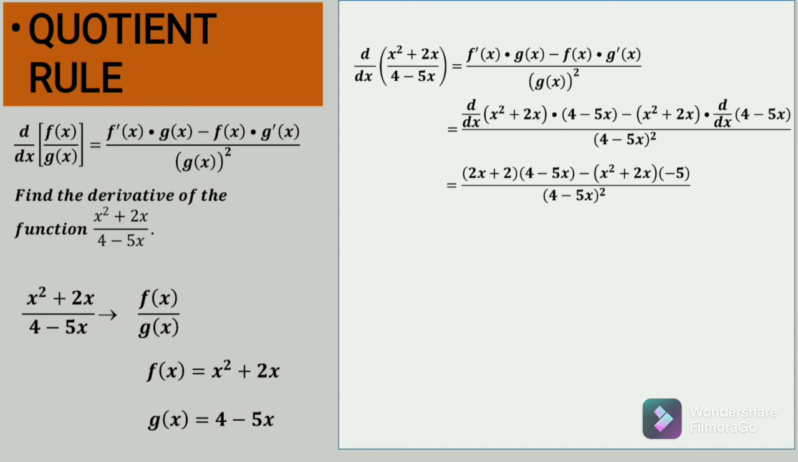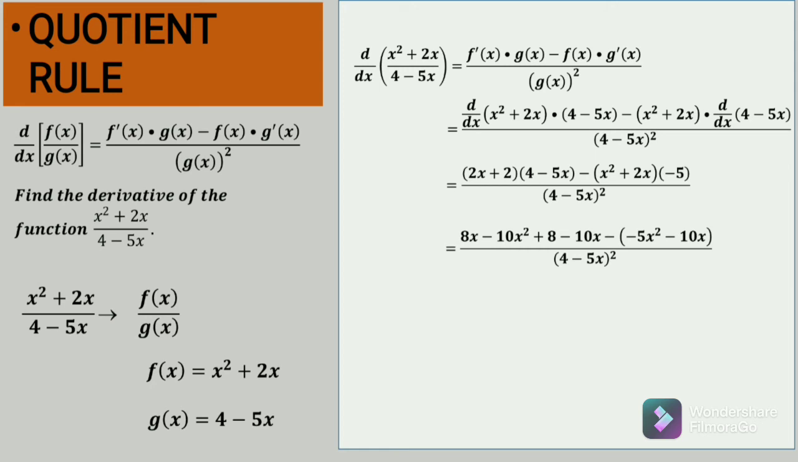Then copy the denominator. So let's simplify. Let's perform the FOIL method. The 2x plus 2 times 4 minus 5x. So 2x times 4 is 8x. 2x times negative 5x is negative 10x squared. 2 times 4 is 8. Then 2 times negative 5x is equal to negative 10x.